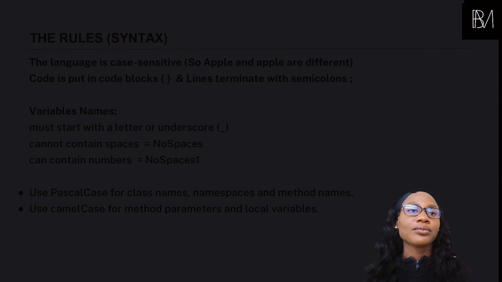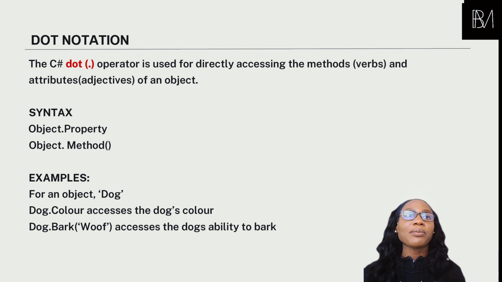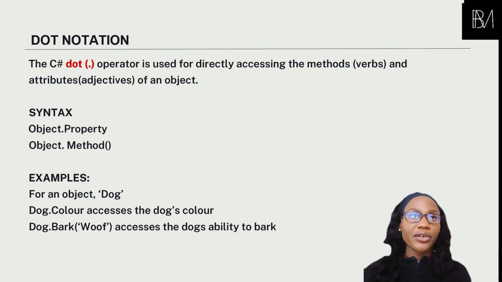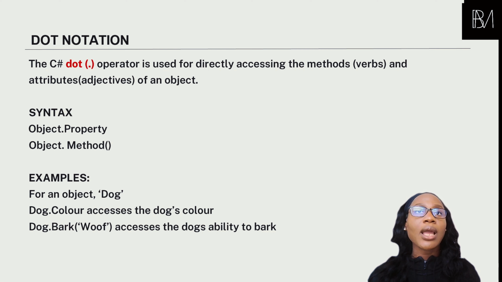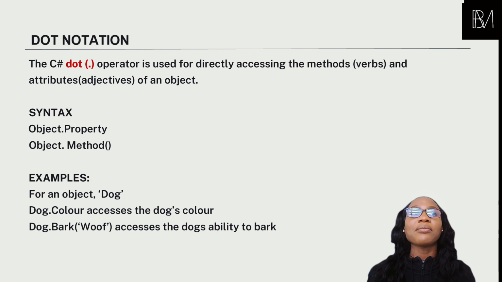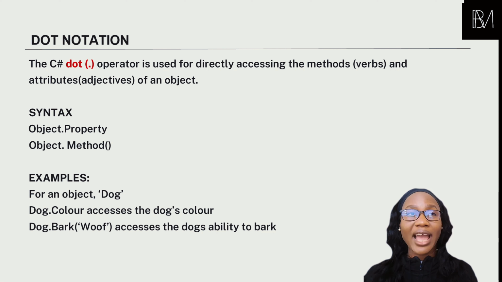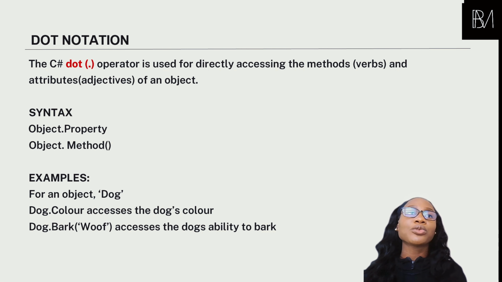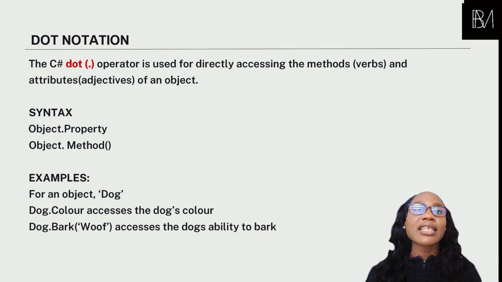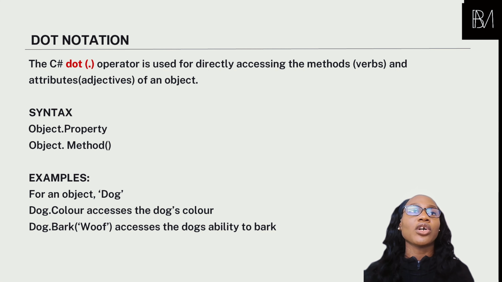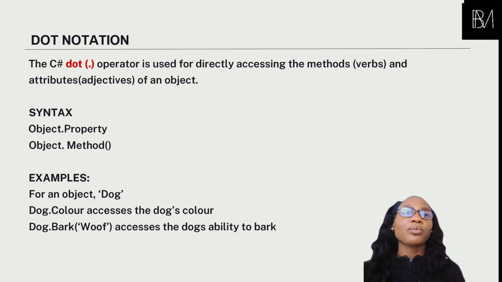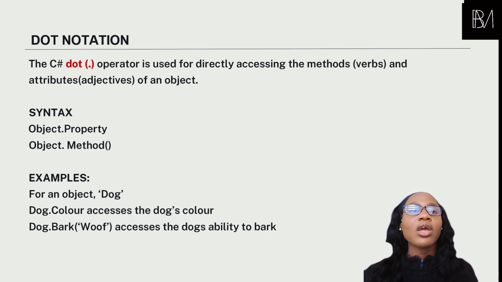The other thing that's very important in C# is the dot operator. It's known as dot notation and is used for directly accessing the methods and attributes of an object. In our very first video, we learned about object-oriented programming, and we got to understand that a method is more like a verb, the action of the object, and an attribute or property is more like an adjective, a description of the object. So the syntax for accessing these things with the dot notation would be object.property or object.method with brackets.